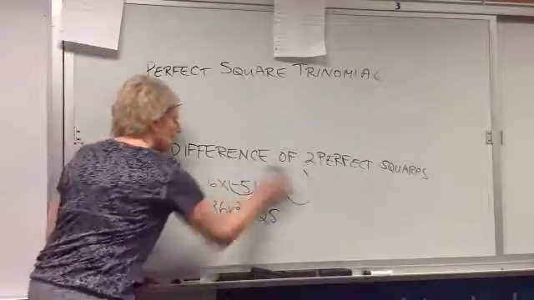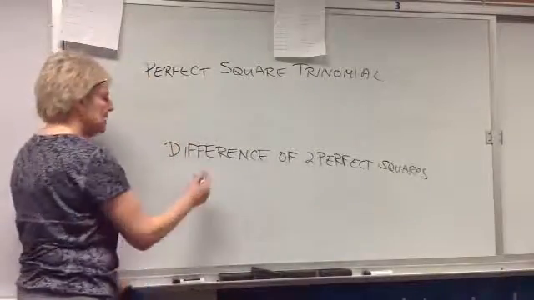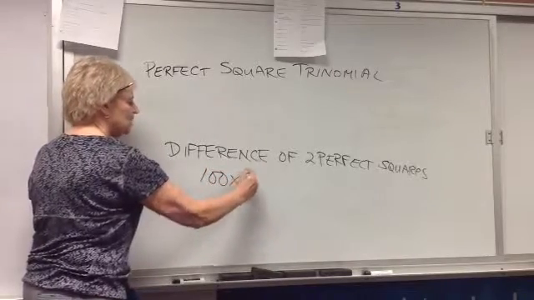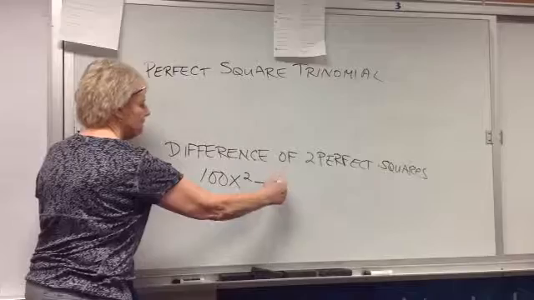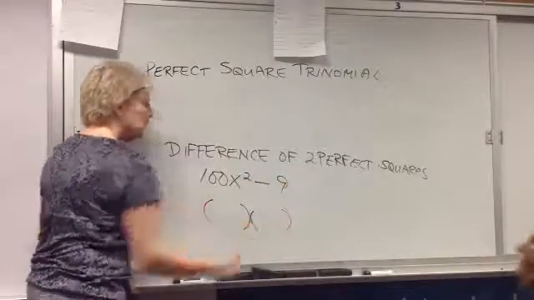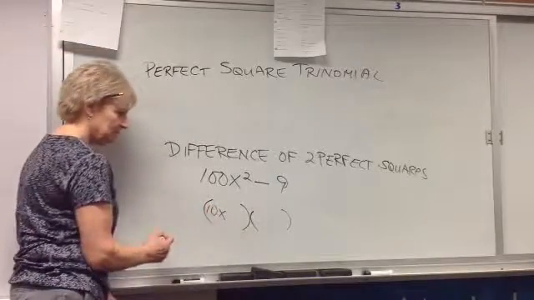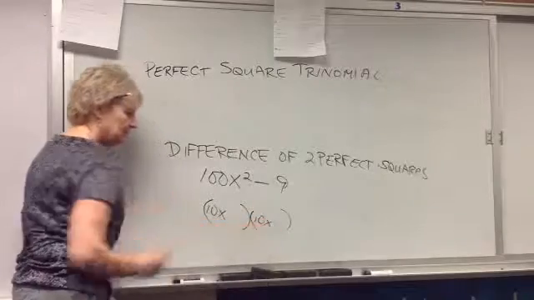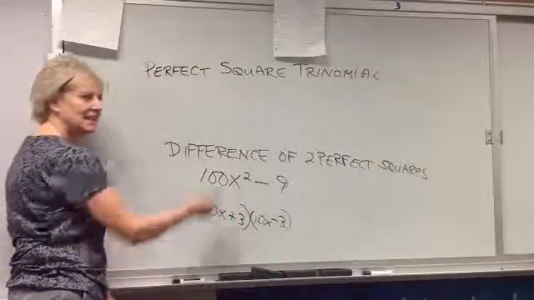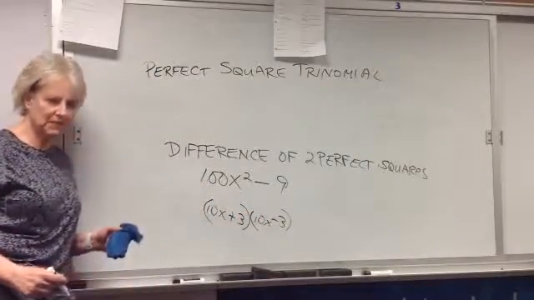All right? What if I asked you to go backwards? And I won't on the test or anything because that's the next chapter. What if I have 100x squared minus, I need a perfect square, 9. That'd be 10x on both sides, and then plus 3, minus 3. That's the next chapter. Factoring the difference of two perfect squares.